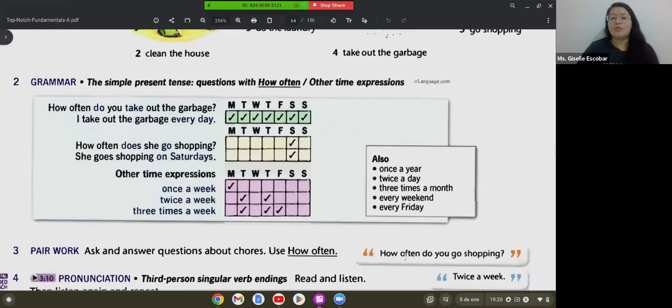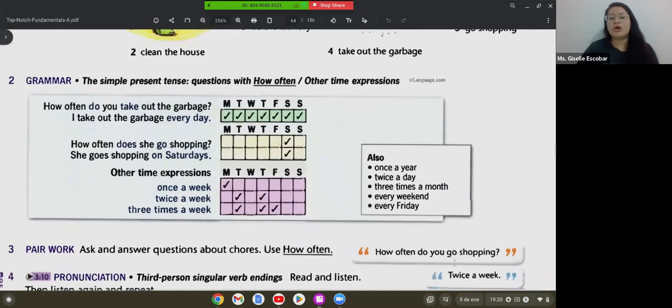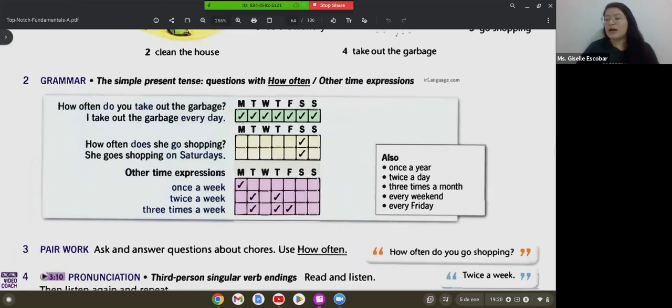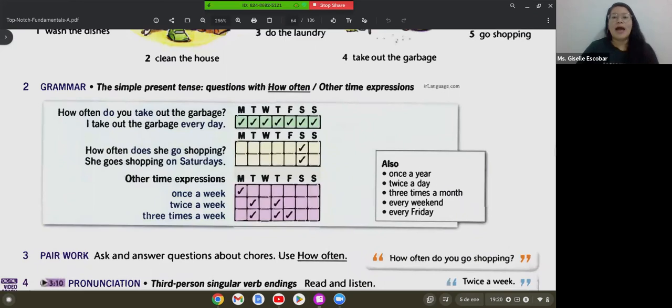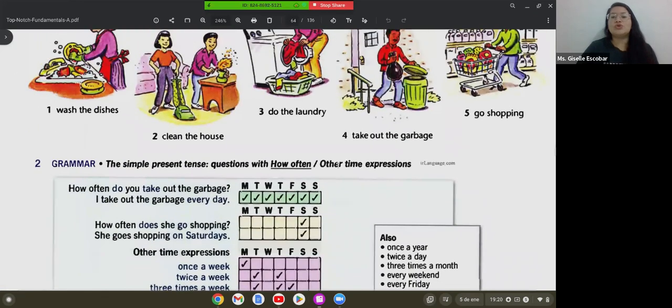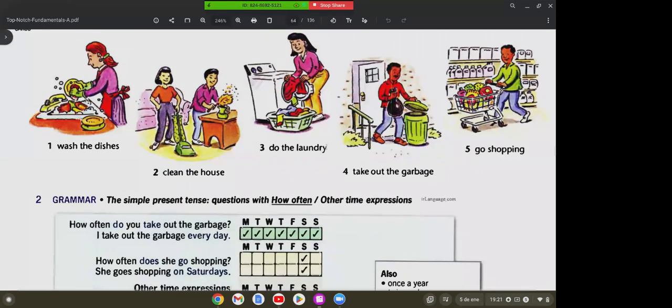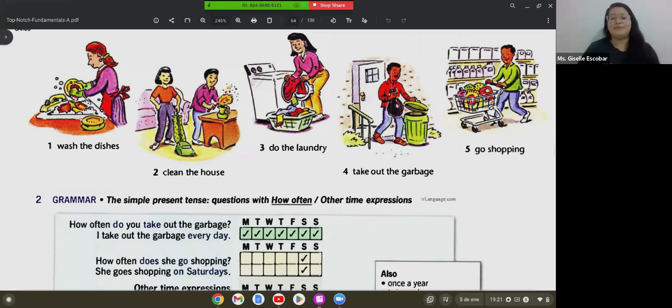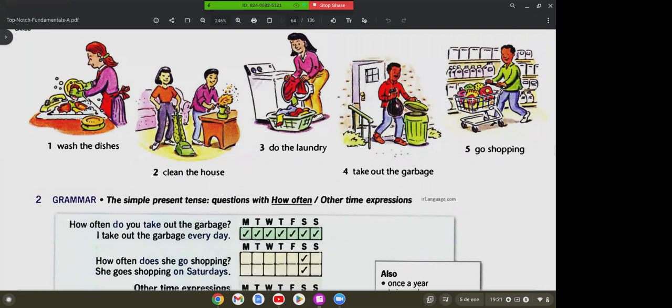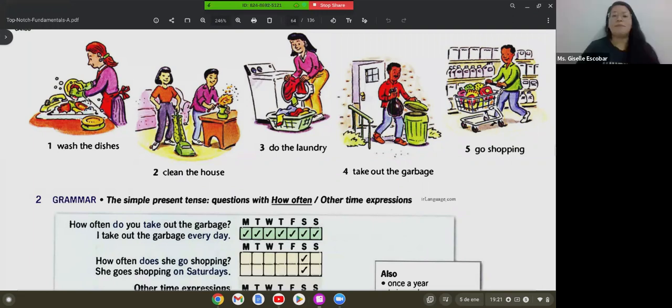And we have here one example. How often do you go shopping? Twice a week. Si yo le pregunto, por ejemplo, a Cristóbal, how often do you do the laundry? Sería... I do the laundry once a week. Okay, perfect.